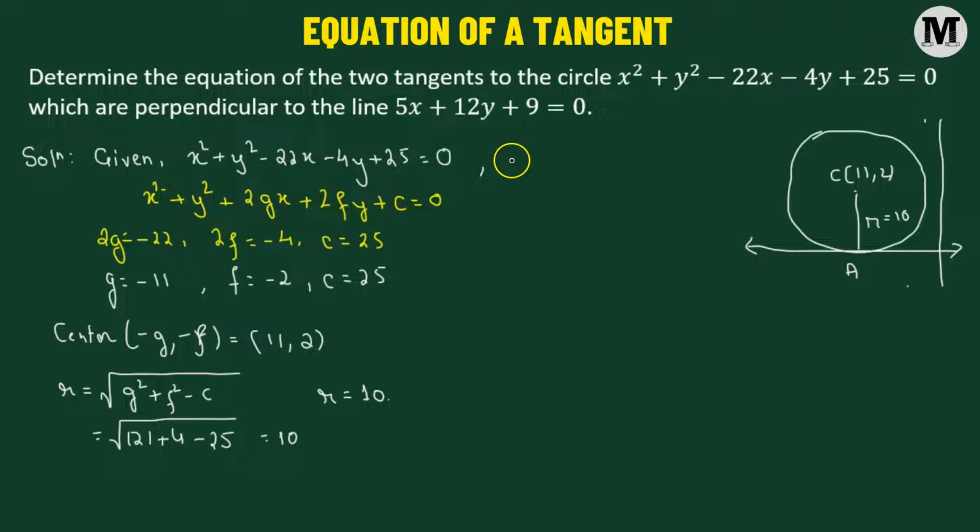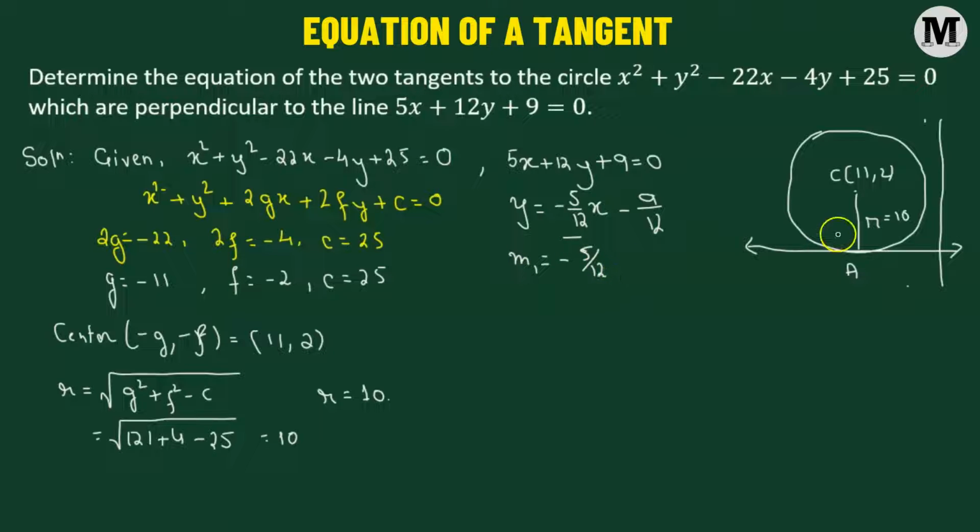So let's use that other equation of the line. We have 5x plus 12y plus 9 equals 0. We can find the slope of this line. All we have to do is rewrite the equation as y equals negative 5 over 12 times x minus 9 over 12. This is the equation written in its slope-intercept form. So here the slope m1 is equal to negative 5 over 12.